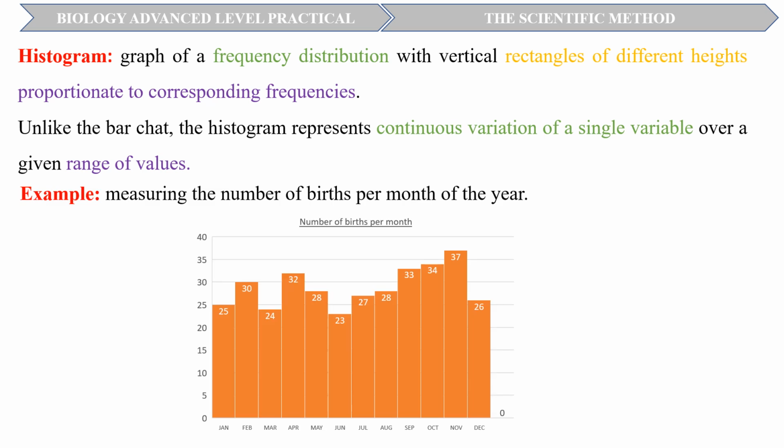Here, the month does not influence the number of births, unlike in the example of the bar chart, where the type of tissue influences the catalase activity or the age group influences the number of births.